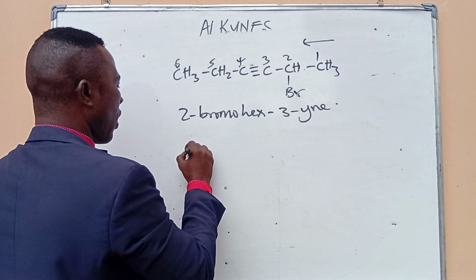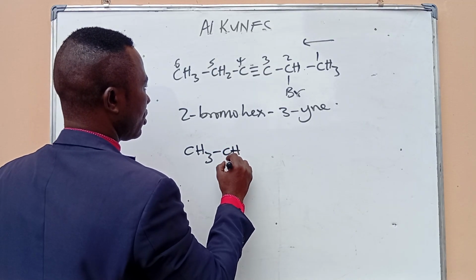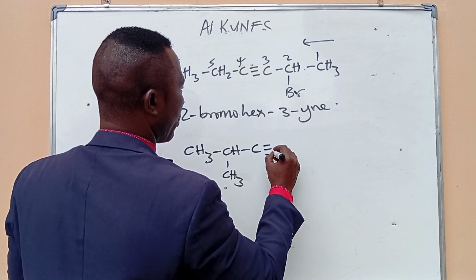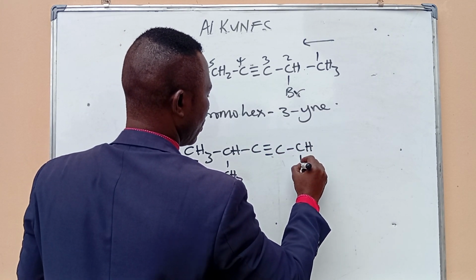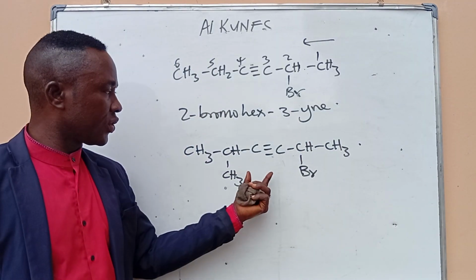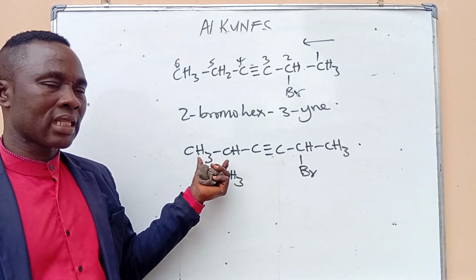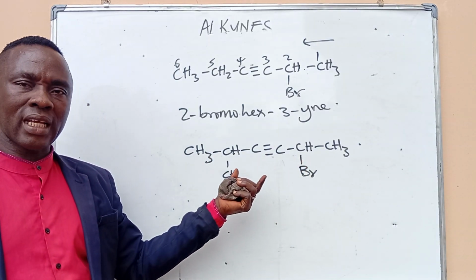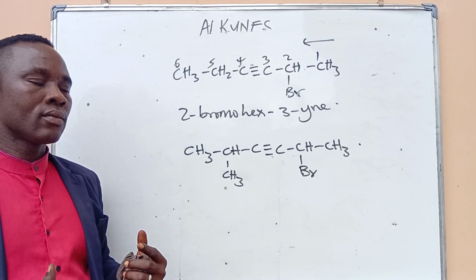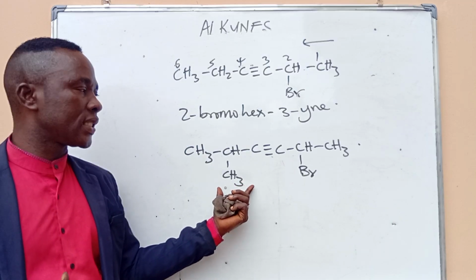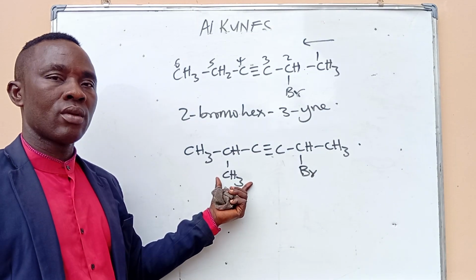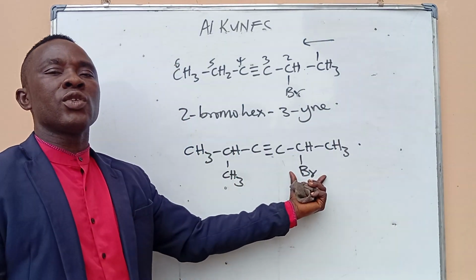Now also, if we have CH3, CH, then you have CH3. Then you have a C triple bond C, CH, you have Br, then CH3. Remember, this is also a symmetrical alkyne, because the triple bond is at number 3 position here, and the triple bond is at number 3 position coming from the other side. But now, if you look at the substituents, you see that they are the same. The position of the substituent, if we number from here, is number 2. The position of the substituent, if we number from here, is also number 2.